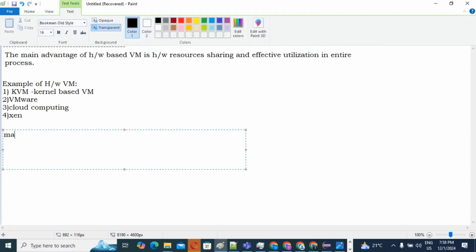So mainly the hardware based virtual machine is associated with the admin role, not the programmer role, guys. Keep that in mind, because the hardware based virtual machine is mainly associated with the admin role, not the programmer role. Correct, guys? You can understand that.